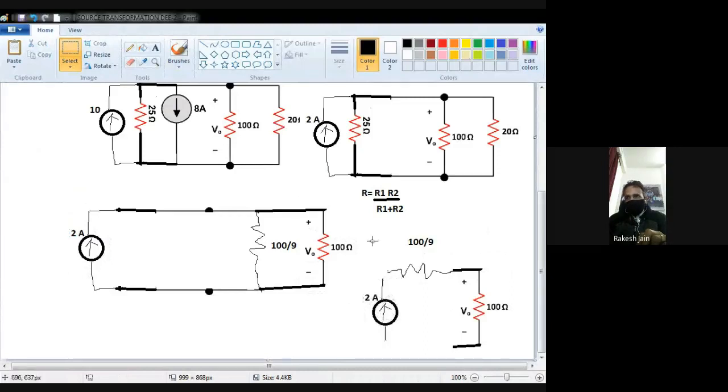Such that the value of this voltage will be V is equal to IR. What is I? I is 2 ampere, and what is R? R is 100 upon 9. So that will be equal to IR, 2 multiplied by 100 upon 9 means 200 upon 9.